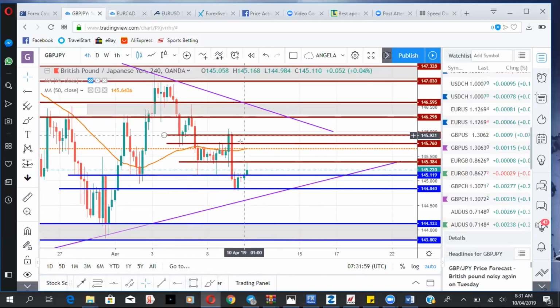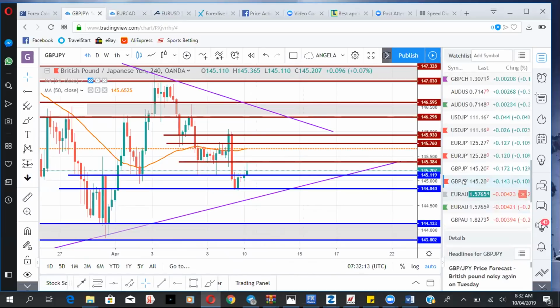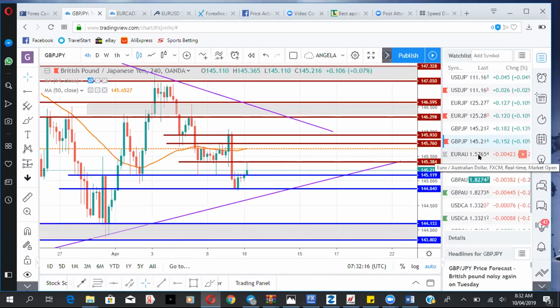So if price stays below 145.38, then it may drop lower. As you can see, most of the yen pairs are correcting up a bit, so they may continue south. Because most times when all these news are coming out, the yen is a safe haven currency. In times of uncertainty, the market flocks into the yen pairs.